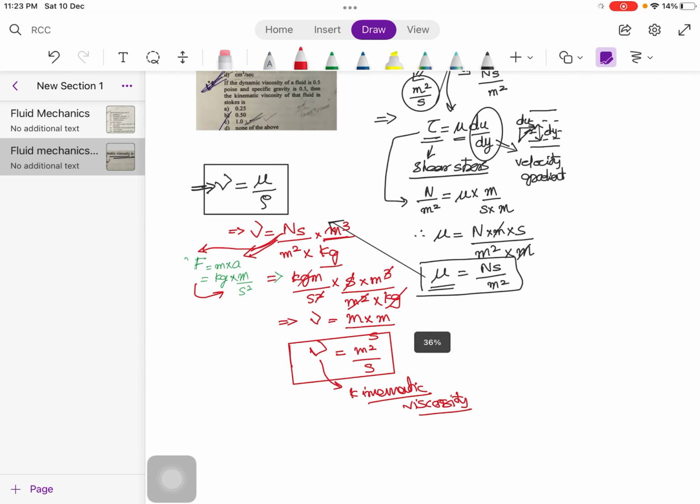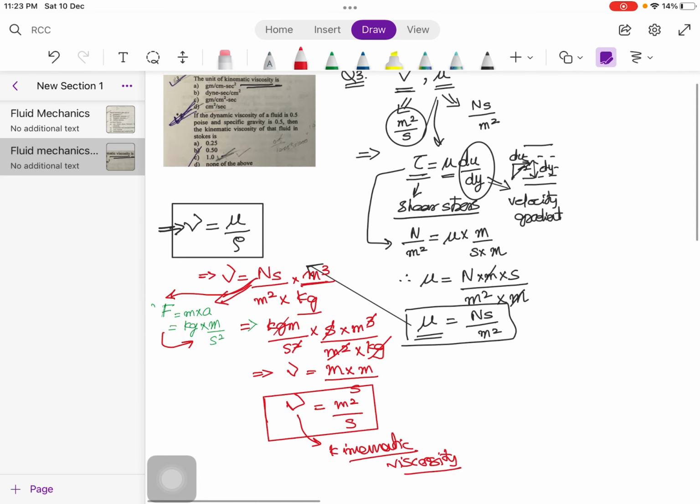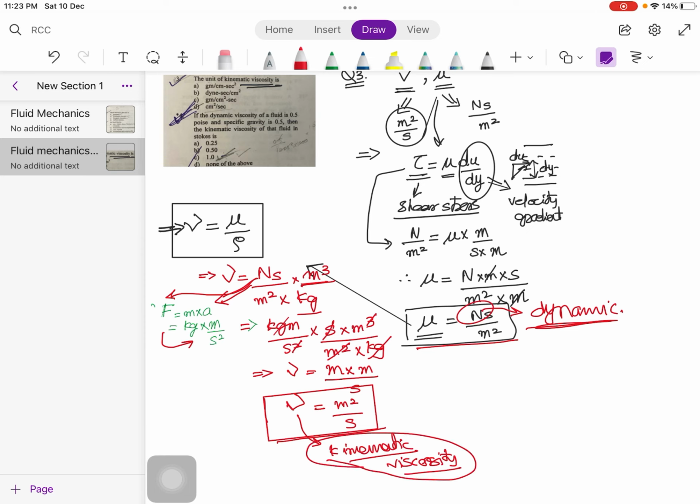Hence, we may remember that out of these two viscosities, the one whose units resemble that of force is dynamic, and the viscosity whose units resemble that of velocity, that is meter per second, is kinematic viscosity. Dynamic and kinematic.